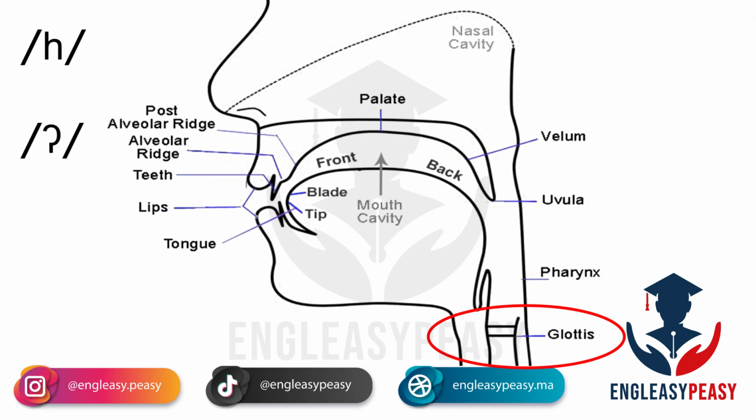And we also have the stop, the glottal stop. We have the glottal fricative and the glottal stop. For example, button, button, and cat, cat. And we also said the example I got it, I got it. That t at the end is the glottal stop.